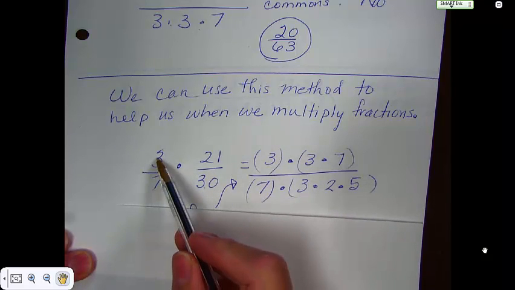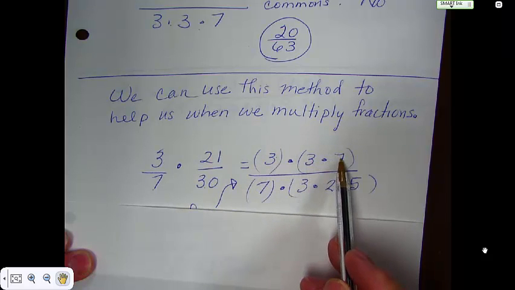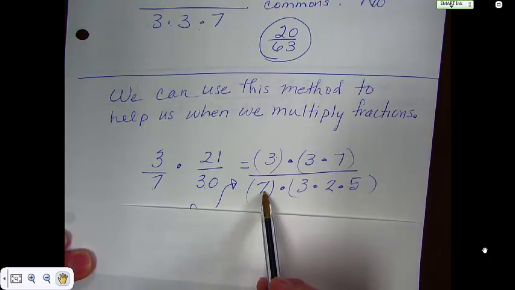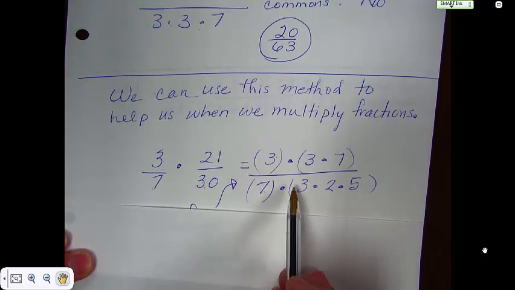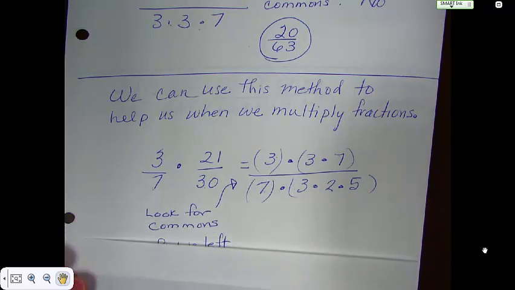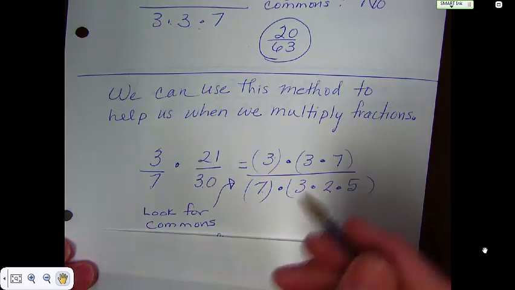So 3 times 1 is 3. So there's your 3. 3 times 7 is 21. 7, of course, sits by itself because it's already prime. 30 is 3 times 2 times 5. Put that on the bottom. You look for commons, and you can do some reducing before you even multiply.